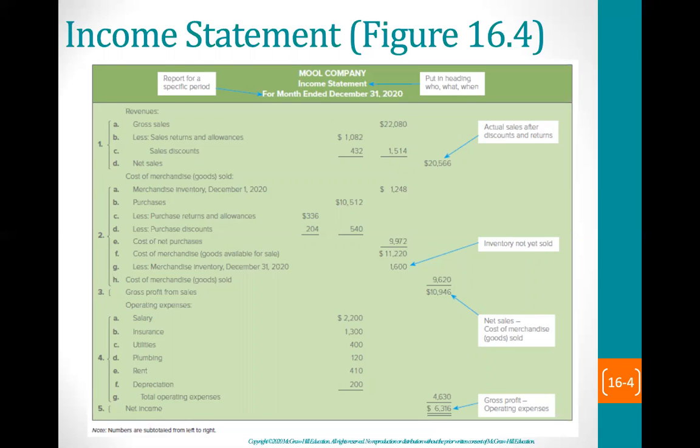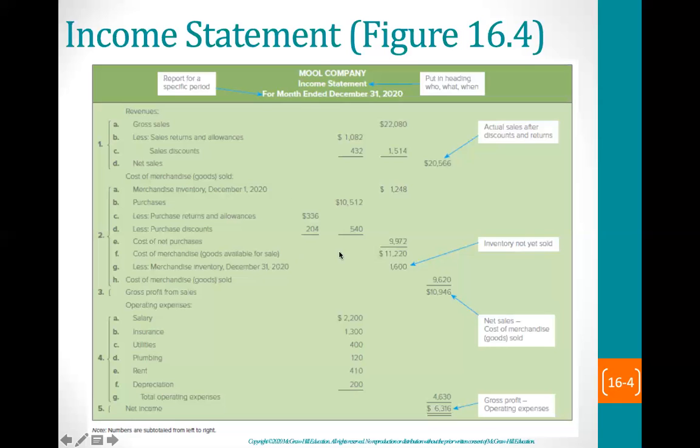C is your sales discounts. Reductions in the selling price of goods due to early customer payment. For example, a store may give a 2% discount to a customer who pays within 10 days. So this is where you record those sales discounts. So gross sales less sales returns, allowances, and discounts gives you net sales, the actual amount of sales.